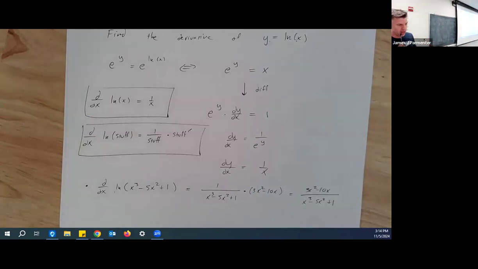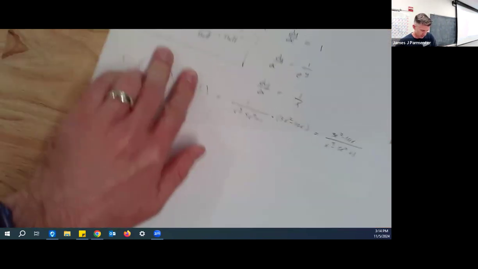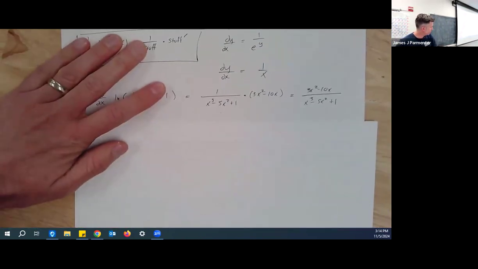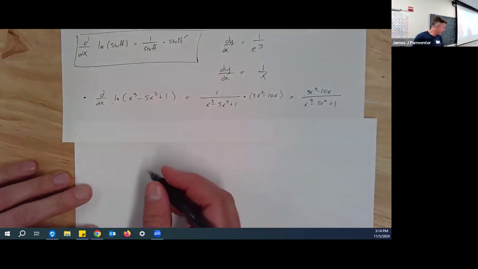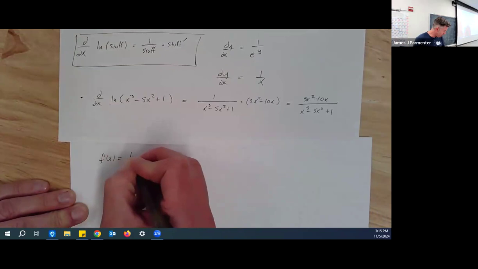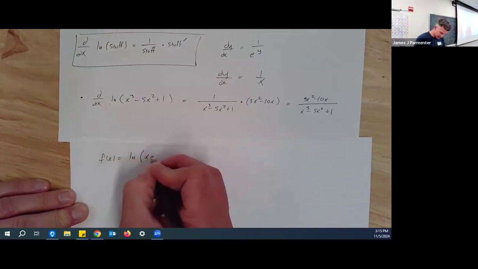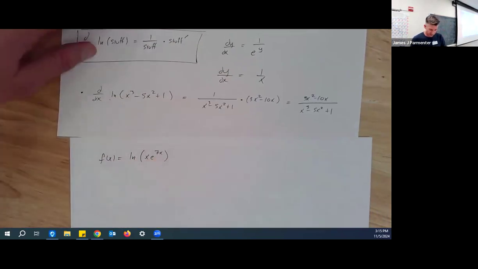Cool. So now I can finally answer the question that somebody asked me before, which was number, I think, 9 on this handout. All right. Which was to find the derivative for f of x equal to the natural log of x e to the 7x.